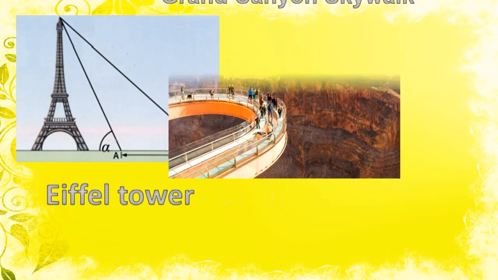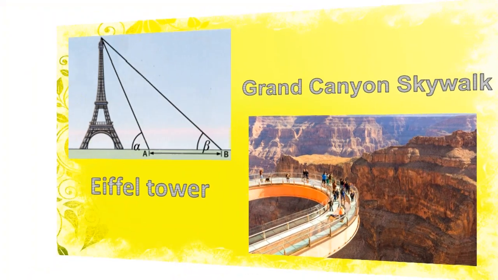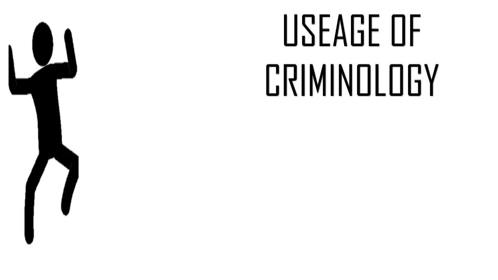As we all know, the Eiffel Tower's height can also be found with the help of trigonometry, and even the Grand Canyon Skywalk. Did you know even the police or the detectives use maths to find the criminal's height and the distance at which the criminal was standing from the victim? Now let's see how it works.